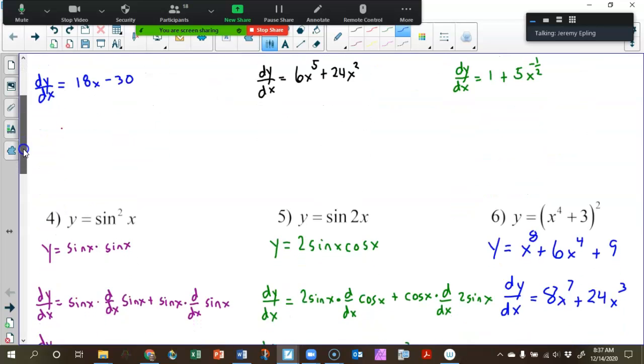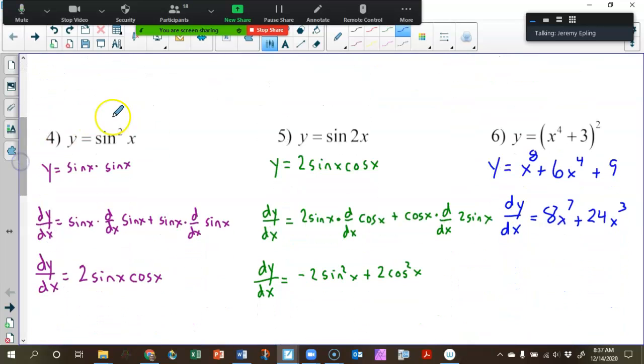Okay, in 4 and 5, you have a little trig. In number 4, sine squared means sine times sine, so we can use the product rule. The first times the derivative of the second, plus the second times the derivative of the first. And we worked last week on the derivative of sine, which is just cosine. So we have 2 sine x cosine x.